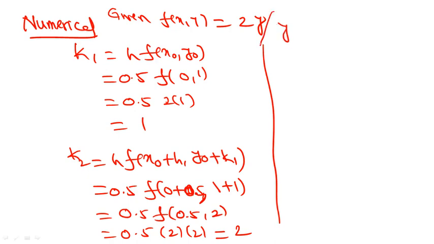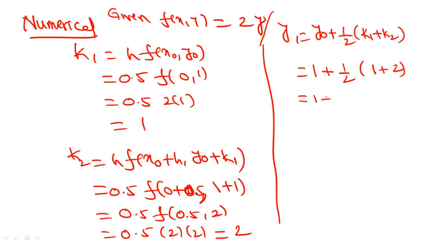Y1 is y naught plus 1 by 2 into k1 plus k2. So y naught is 1, k1 is 1 and k2 is 2. So this is 1 plus 3 by 2, so that will be 1 plus 1.5, that will be 2.5. So 2.5 is the numerical solution.